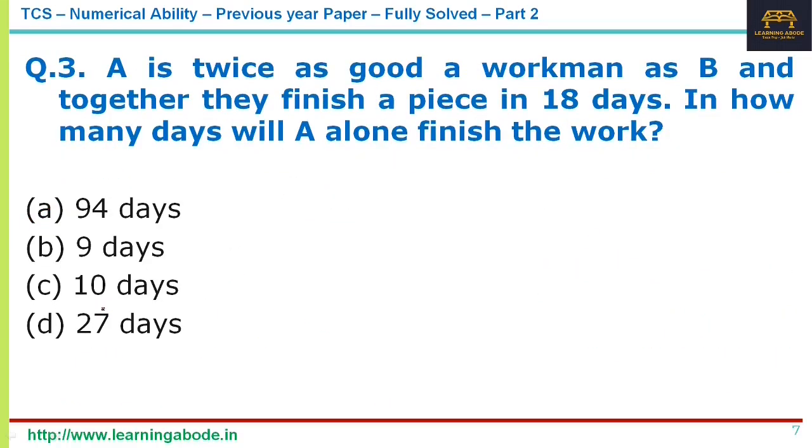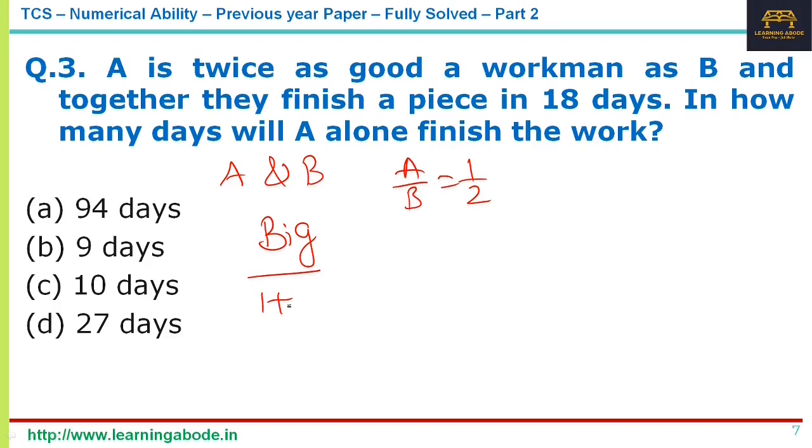The third question is a time and work question. It's again a repeated and a very popular question. A is twice as good a workman as B. Whenever you get this twice and thrice and so on, among the two values given like A and B, take the big value. Now take the ratio. What is the A and B ratio here? Here it is 1:2. Now big value by sum of the ratios.